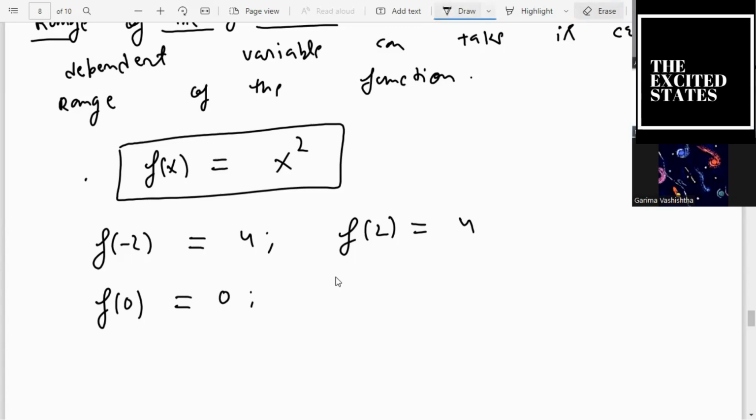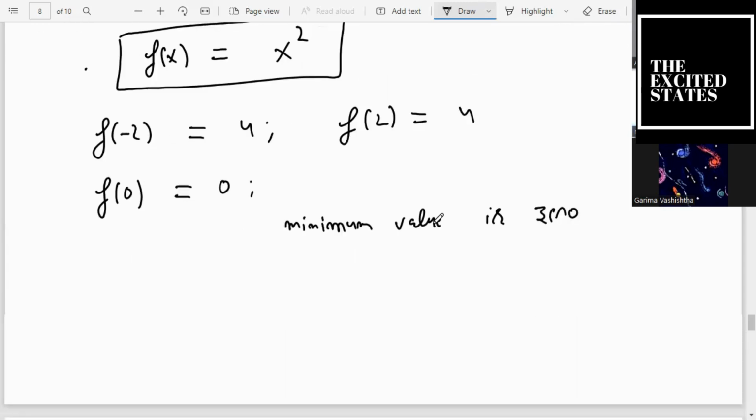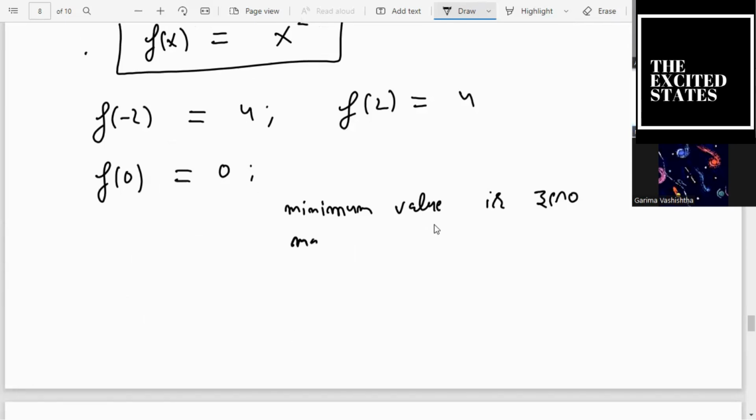So the minimum value is 0. And the maximum value can be anything. Let's suppose you give the input as a very large number, so you will get the square of that large number. That means you will also get the output as a very large number. So the maximum value can be infinity. The maximum value can be anything.